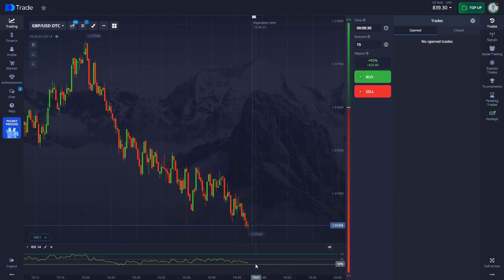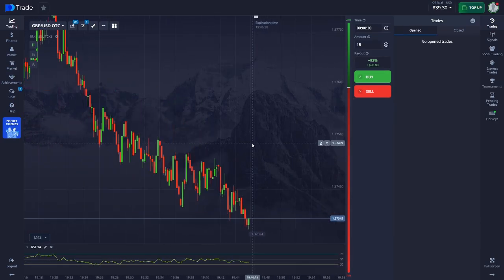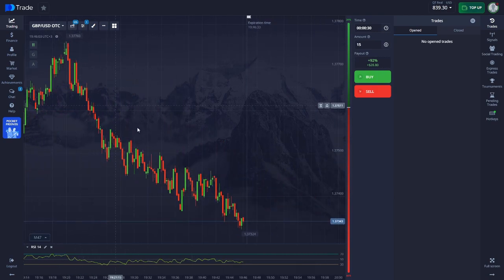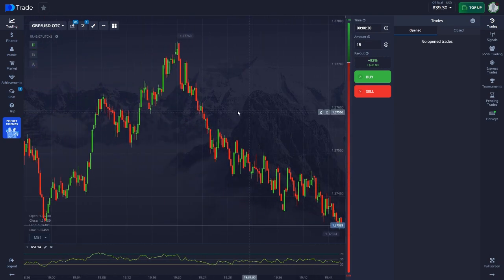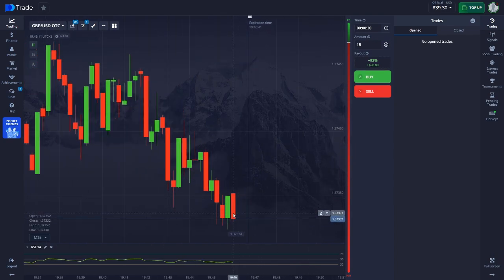And accordingly, let's wait now for it to go down to the bottom, and we open a deal upwards with you. Based on the chart analysis, I can say that we have a downward trend. It is simply falling down, the price is. That is, many people are selling. Accordingly, now we should buy.